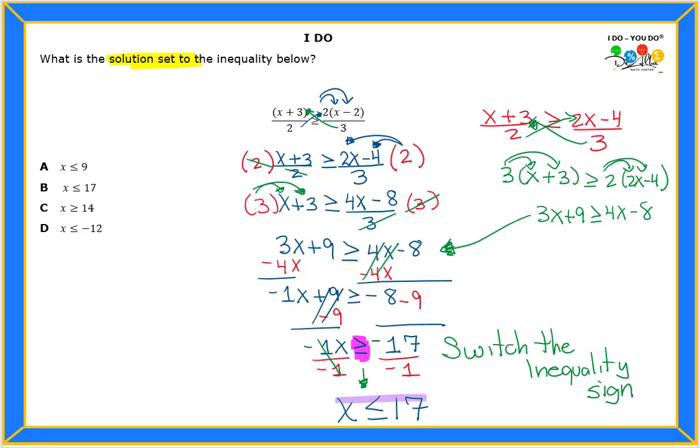Look at the answers and tell me, where do you see this one? Yes, this is letter B. Very good. So what is one thing that I need to remember? That if I divide or multiply by a negative number, I need to switch the inequality sign. That's the most important one. Very good.